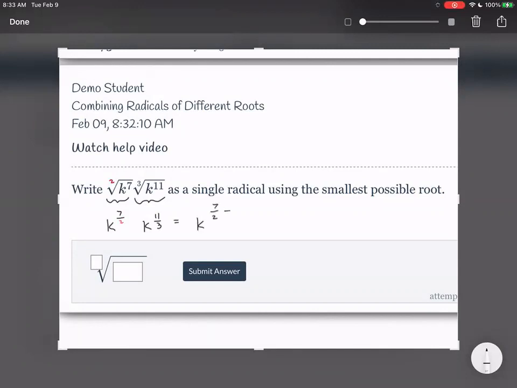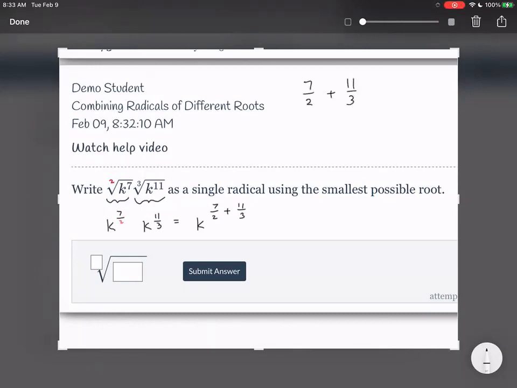So 7 halves plus 11 thirds. We're just adding our two fractions together, so it's kind of like the last category. Since we're adding two fractions, 7 halves plus 11 thirds, they have different denominators, so I'm going to show the work up here.